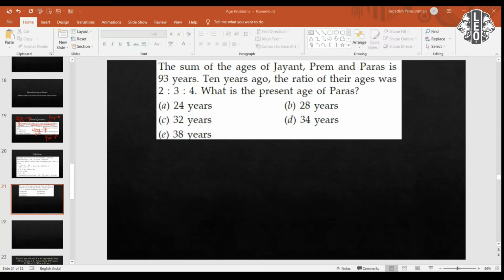Oh, yes. So what I did was the sum of the ages was 93. Ten years ago, for each of them I have to subtract 10, so I have to subtract 30 because there are three people. So I'll get 63. Amazing. And then the ratio of Paras's age in the three ratios is 4, so I can just do 4 by 9, 4 by the sum of the ratios, into 63. That works as well.